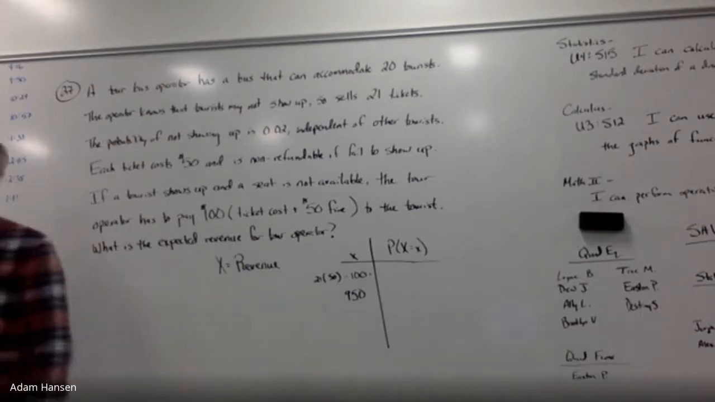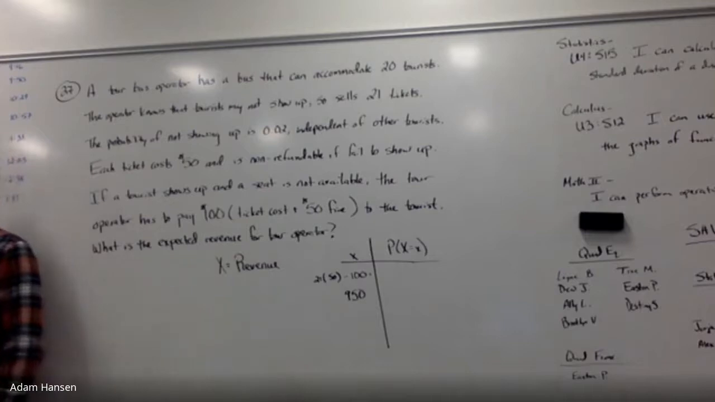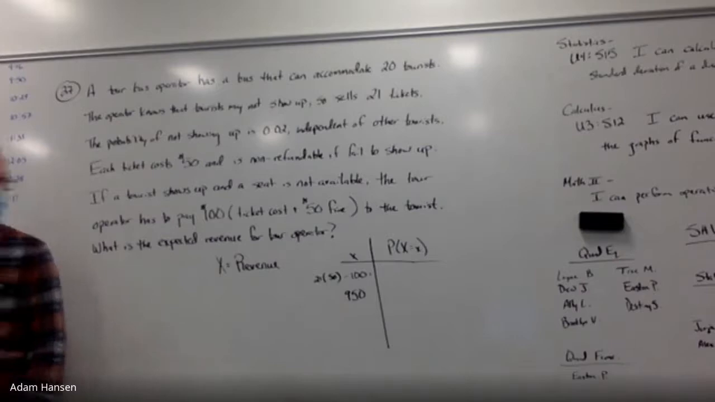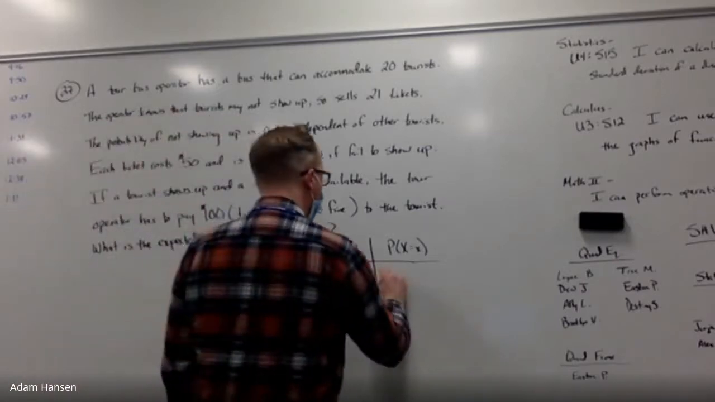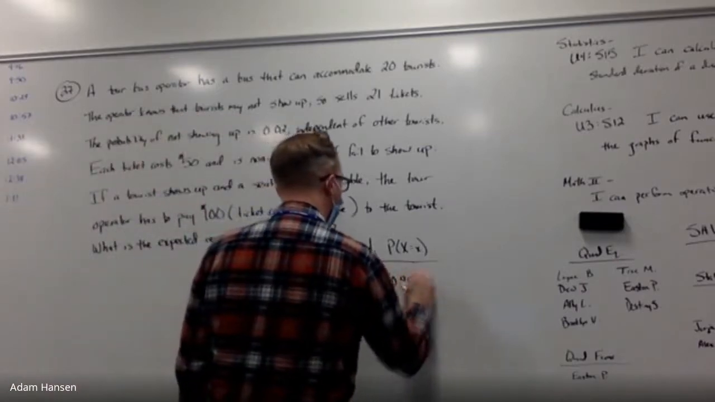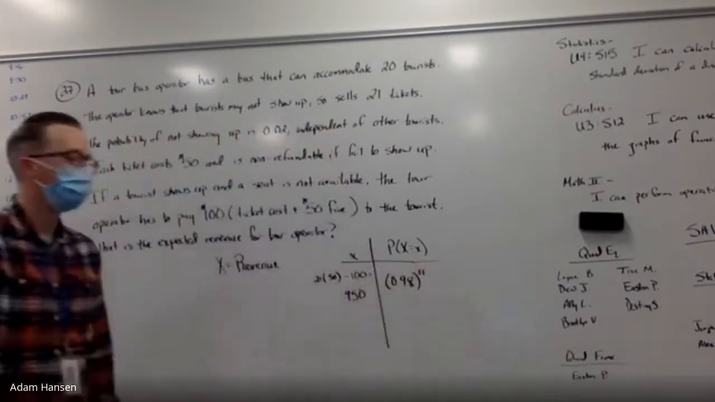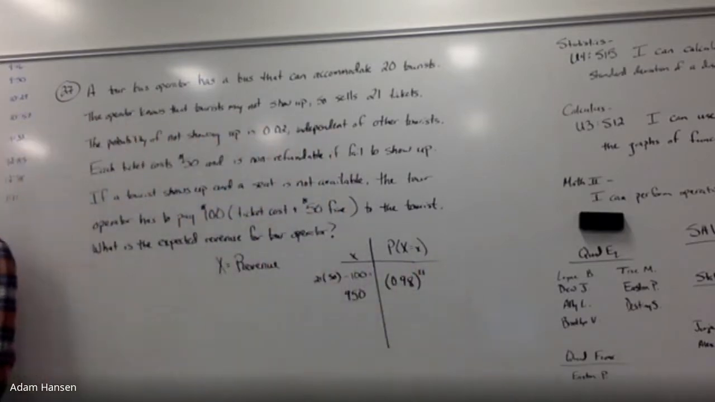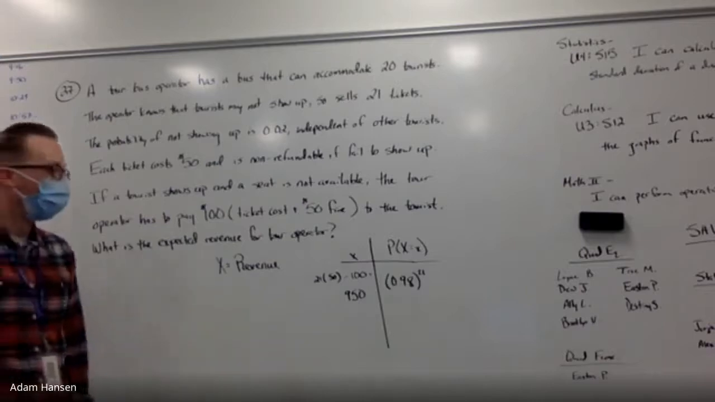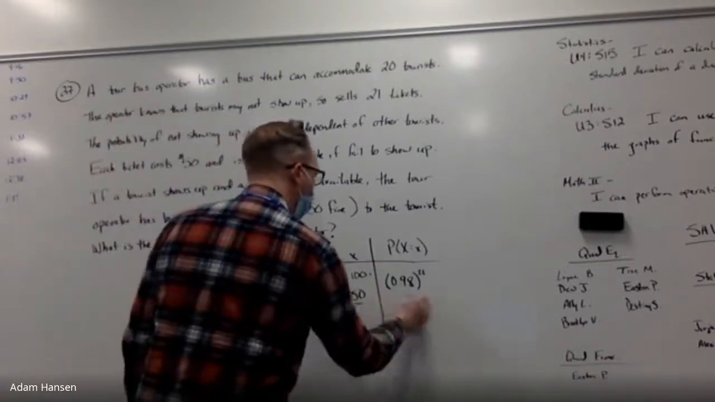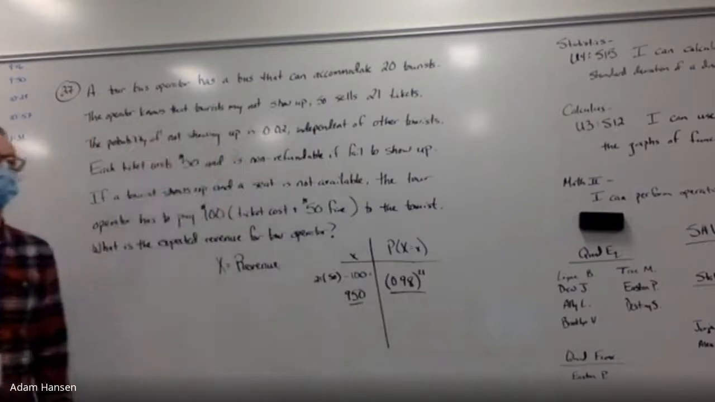What's the chance that everyone shows up? 98% is the chance that they show up because there's a 2% chance that they no-show, right? So it's 98% for how many different people? So it's 98% times 98% times 98%, 21 times, for each of the 21 tourists, right? The operator will bring in this revenue with this likelihood.